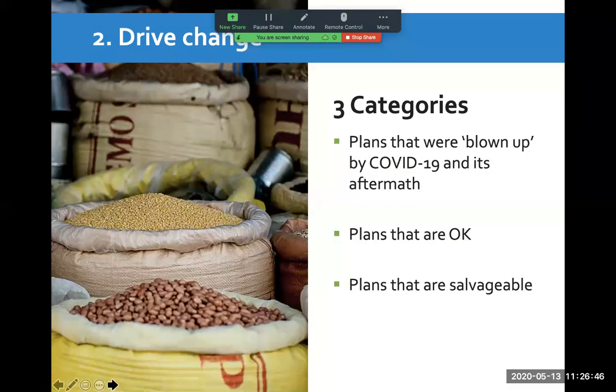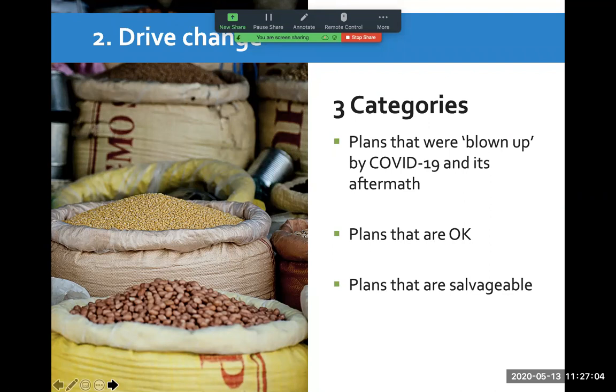All right, let's move on to number two. So number two is drive change. So change has already happened in your organization and more is likely to come. So here's another tip from Brian Moran that helps us get a handle on some of the changes that we need to make to really fortify our organizations.